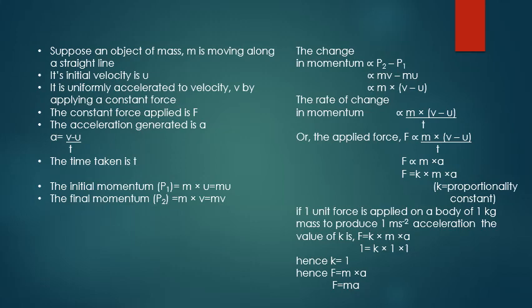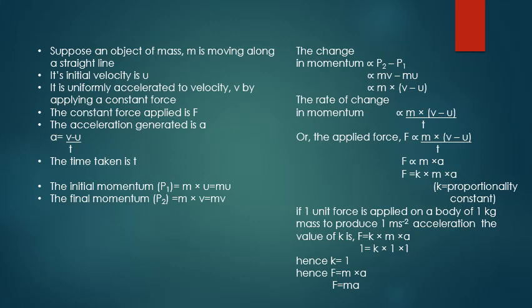Now just think, if 1 unit of force is applied on a body of 1 kg of mass to produce an acceleration of 1 meter per second square, then in F equals k into m into a, the value of force is 1, the value of mass is 1 kg, and the acceleration is also 1 meter per second square. So everything is 1, so the value of k becomes 1.